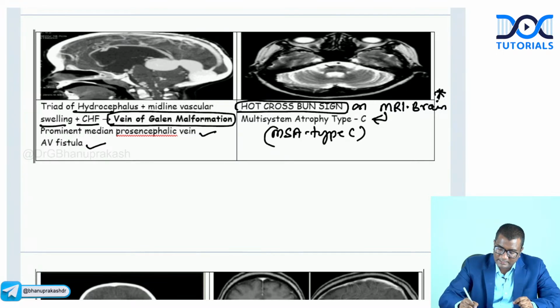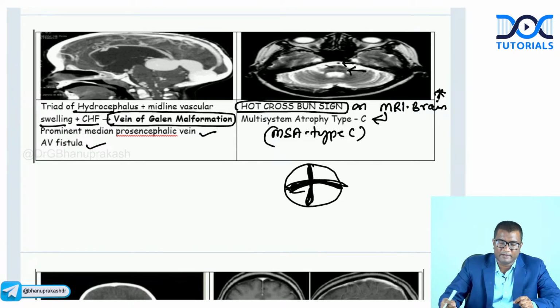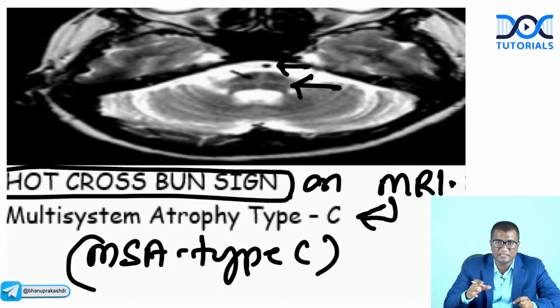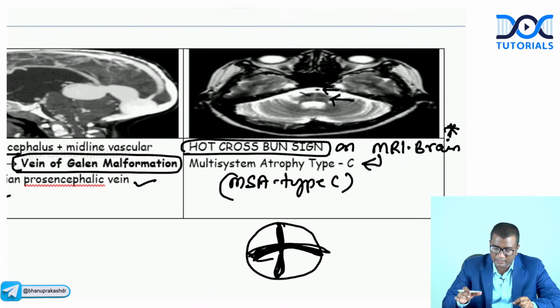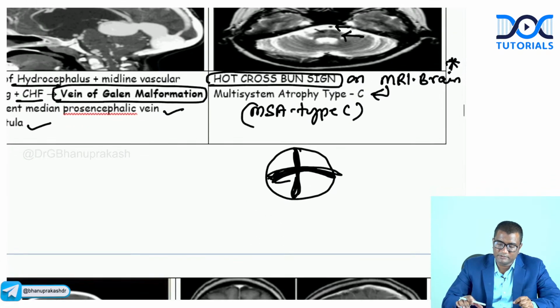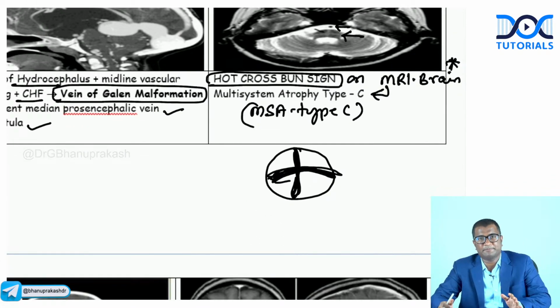So basically, this is the basilar artery. So this is the pons. To identify the pons, we need to look at this basilar artery. So in the pons, you are seeing the pontocerebellar fibers will become hyperintense, giving the bun-like appearance, right? We have that bun for breakfast. So hot cross bun, you have this cross over it. Hot cross bun sign is a feature of multi-system atrophy type C.